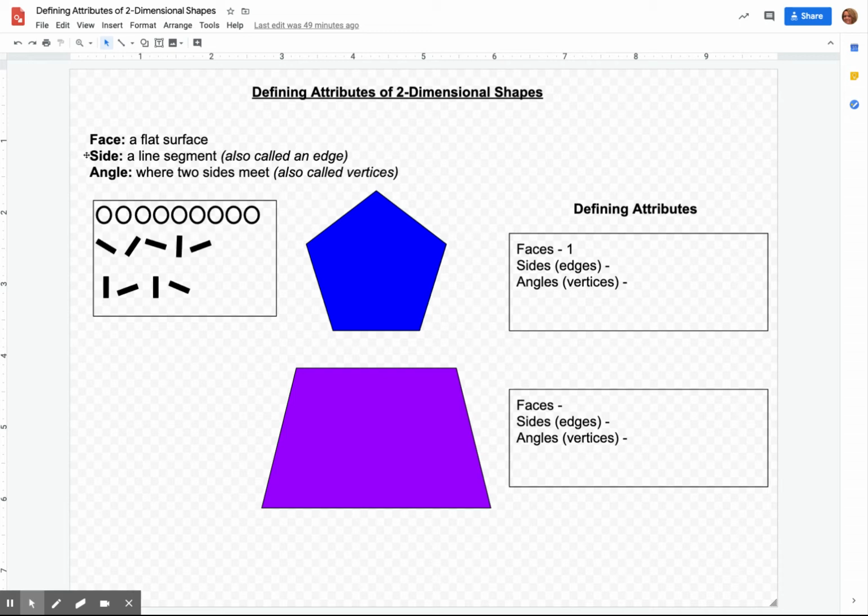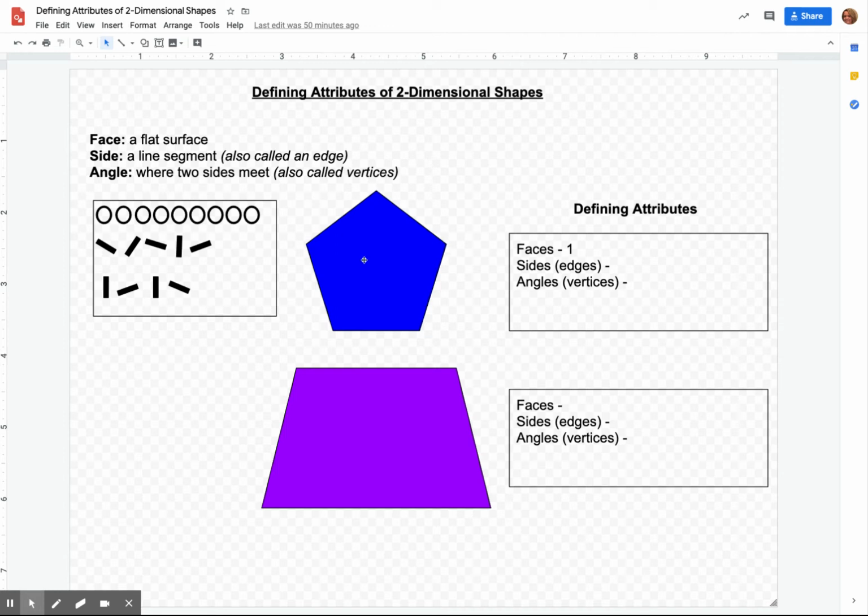The second word is side, which is a line segment. So these right here are the line segments. Another word for that is edge. So this is either a line segment, side, or an edge. And the third word is angle. And this is where two line segments or two sides come together to form this point. These are also called vertices, these points.